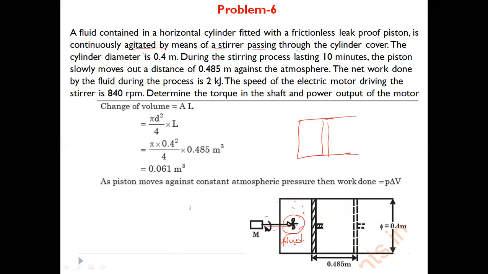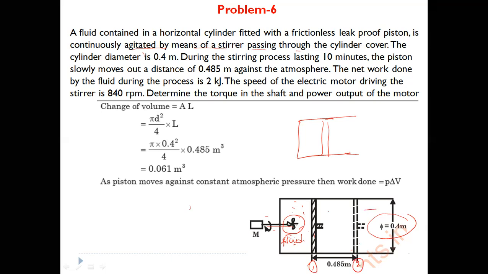The diameter of the cylinder here is given as 0.4 meters, and during the stirring process lasting 10 minutes, the piston slowly moves out through a distance of 0.485 meters against the atmospheric pressure. That means if we continuously stir this fluid for 10 minutes, the piston moves from position 1 to position 2, 0.485 meters away, against atmospheric pressure.